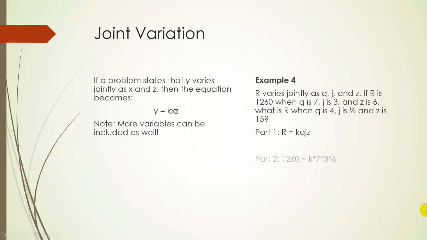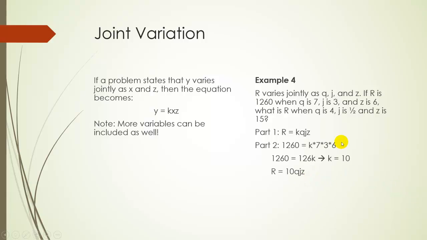For the second part, we want to plug in our numbers. So we know r is 1260, q is 7, j is 3, and z is 6. Let's multiply all those numbers, and we get 1260 equals 126 times k. Divide both sides by 126, and k is clearly 10. Plugging that back into our original equation, we get that r is equal to 10 times q times j times z.